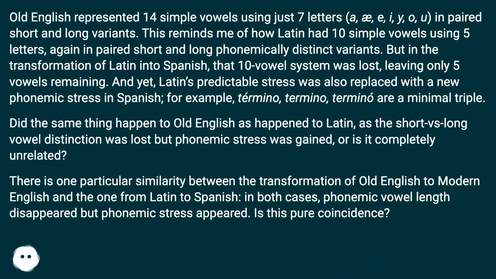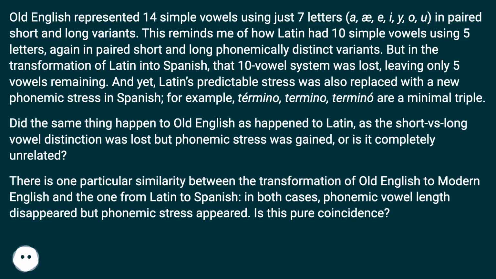Old English represented 14 simple vowels using just 7 letters, A, AE, E, I, Y, O, U, in paired short and long variants. This reminds me of how Latin had 10 simple vowels using 5 letters, again in paired short and long phonemically distinct variants. But in the transformation of Latin into Spanish, the 10-vowel system was lost, leaving only 5 vowels remaining. And yet, Latin's predictable stress was also replaced with a new phonemic stress in Spanish. For example, termino, termino, termino are a minimal triple.